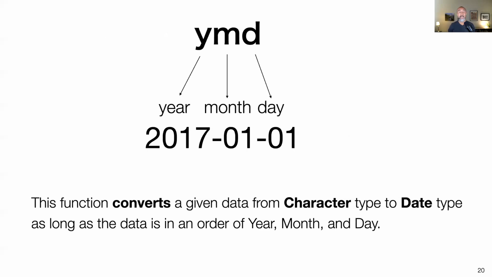So these are the components that you want to know. And then there is a function called YMD. This Y represents year, M represents month, D is day. This function converts a given character data or even numeric data, doesn't matter whatever the data is, to date type, as long as the data is in order of year, month, day.